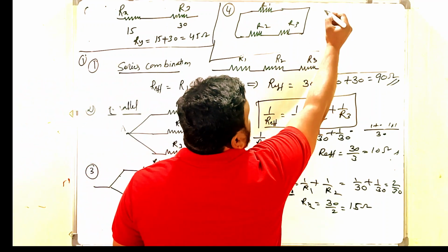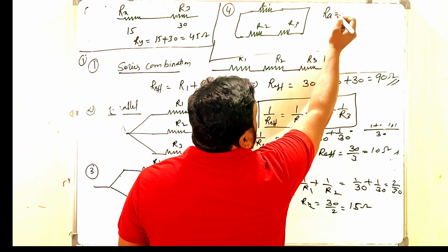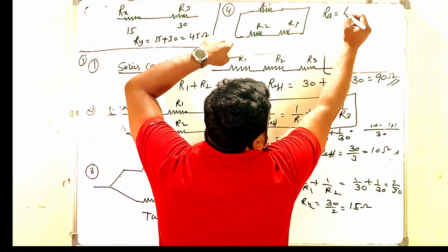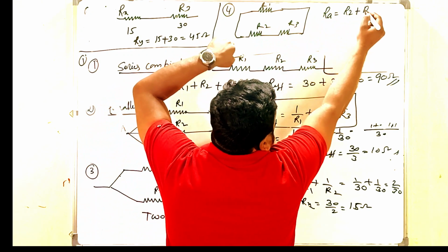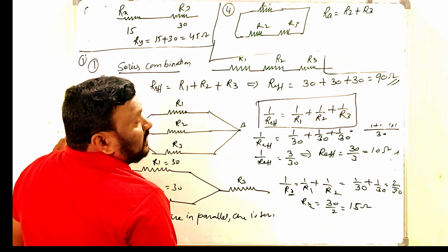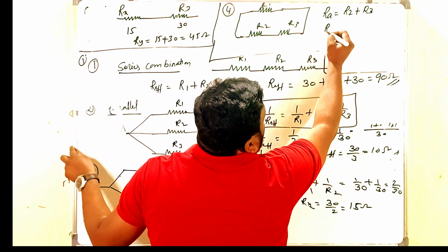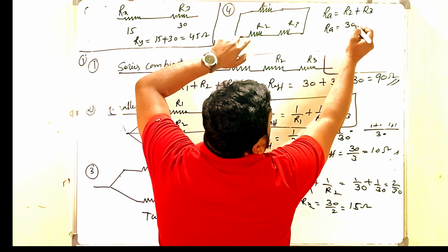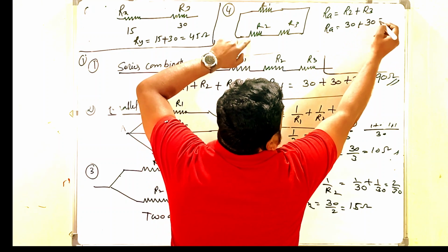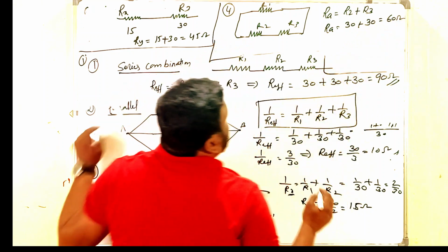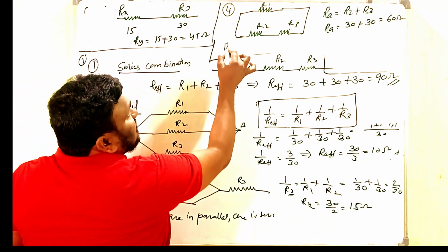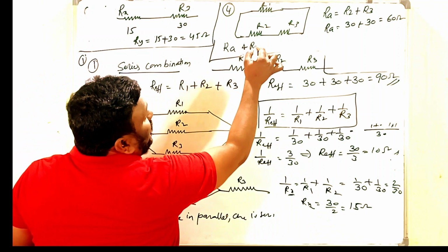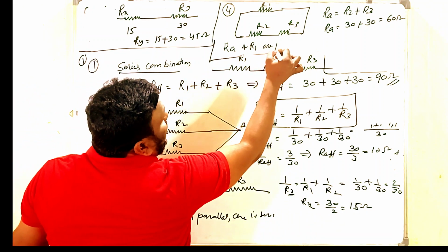That's why first I am going to call this RA. R2 and R3 are in series, so RA is R2 plus R3. Clear? RA is 30 plus 30, that means 60 ohms. So children, this RA and R1 are in parallel.